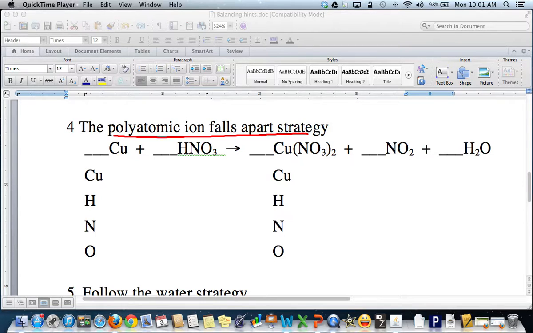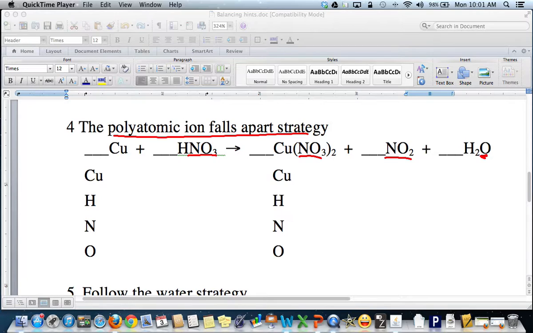But you'll notice that the nitrate here, some of them stay together as nitrates, but others do what? Fall apart, NO2. Where'd the other oxygen go? NO3, now it's NO2. Where's the other oxygen? Yeah, it's over here. So our strategy is to try and keep track of what happened.